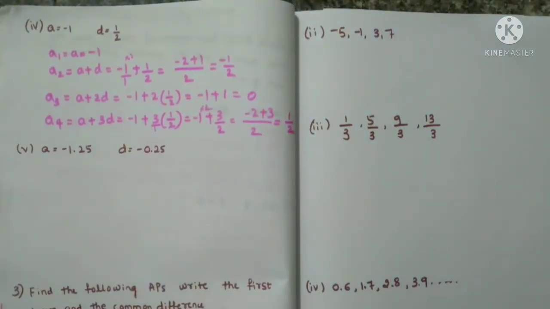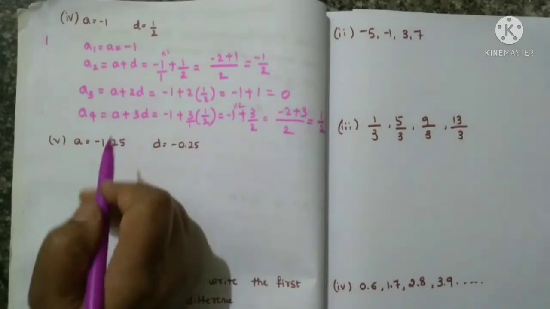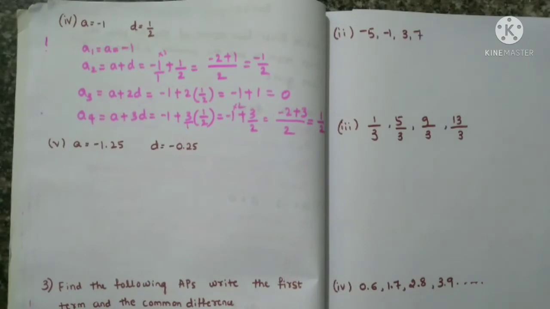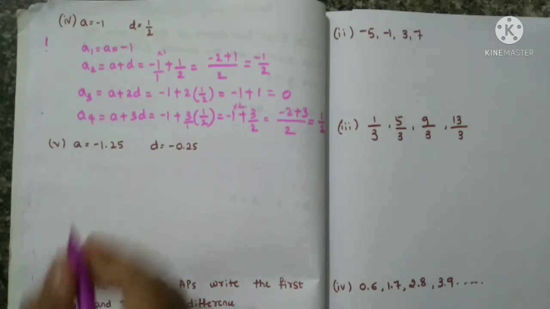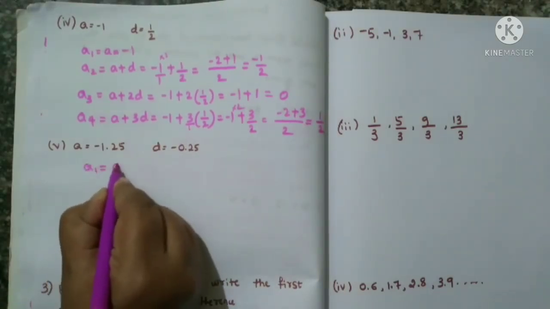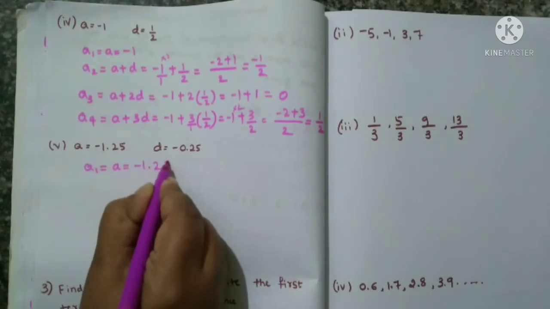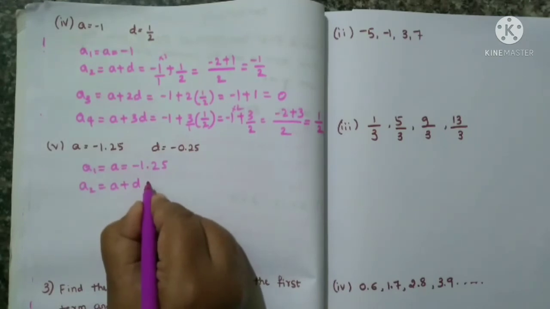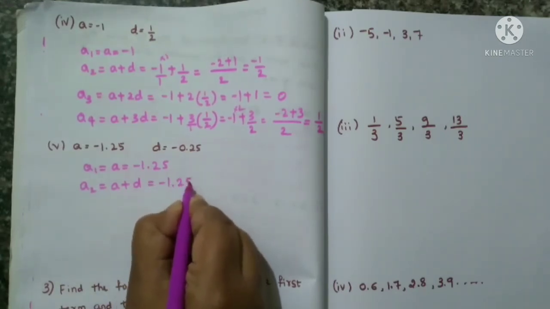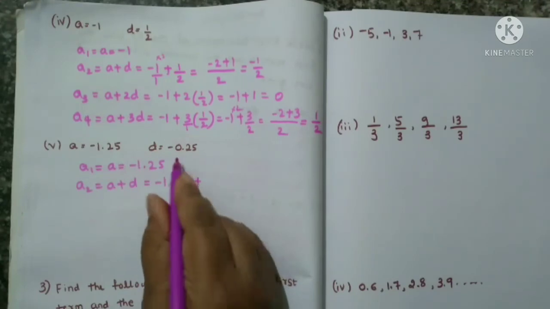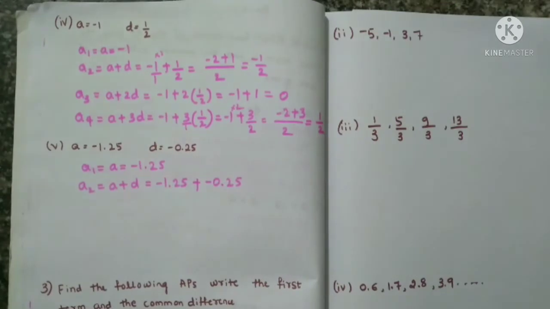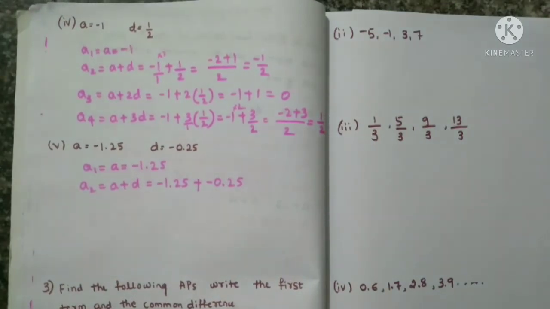Okay. Next, last sum of the second main we'll see now. First one is A value is minus 1.25 and the D value is minus 0.25. It is there given in the point. We'll see that how we are going to solve it. So A1 is A, so minus 1.25. So A2 is what? A plus D. So minus 1.25 plus D value is minus 0.25.